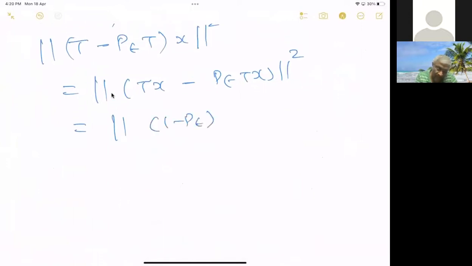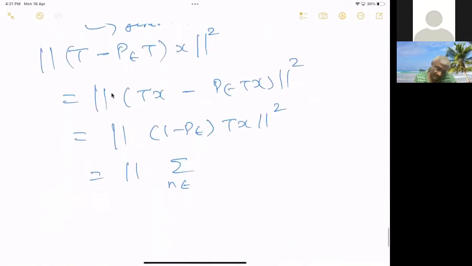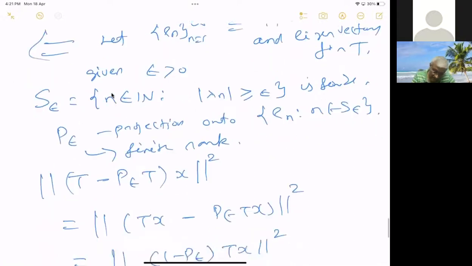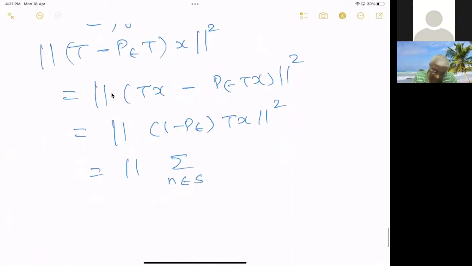One minus P epsilon times Tx, square. This is equal to the summation over n in S epsilon complement, right? Tx, e_n. Is that clear? You can expand Tx with respect to the orthonormal basis.